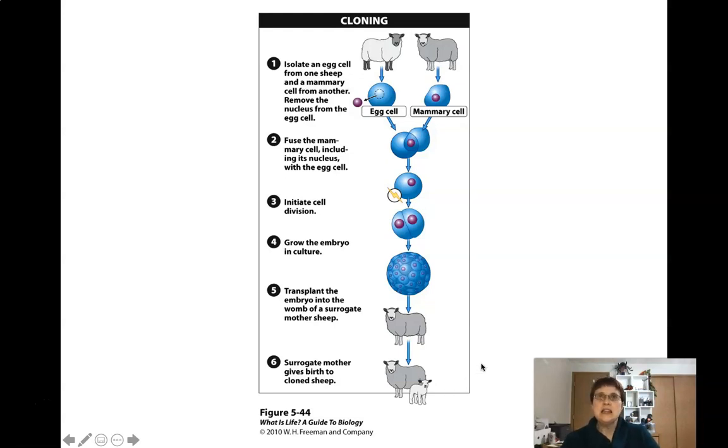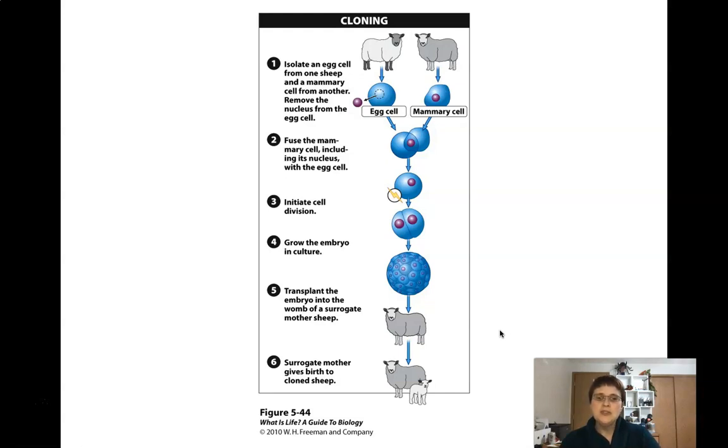The thing is that this isn't always successful. In order to get Dolly, it took 272 tries. Yeah, 272 tries to get one cloned sheep. We're better at it today than we were in 1997 when they did Dolly. But it's still not a success every time. Every time we do this process, we don't get a clone.